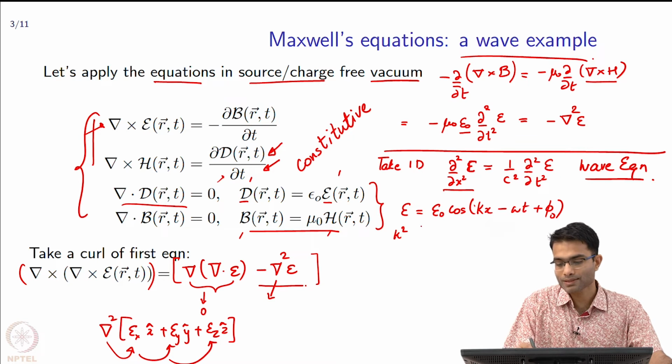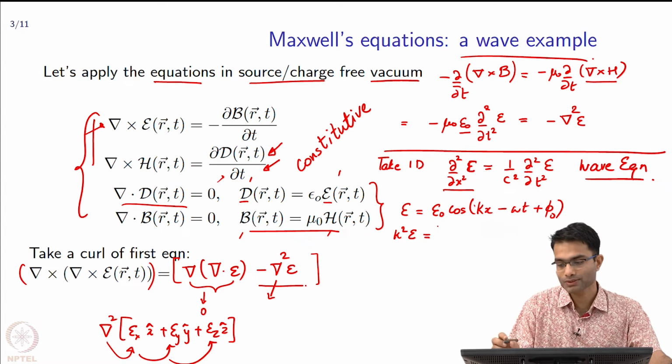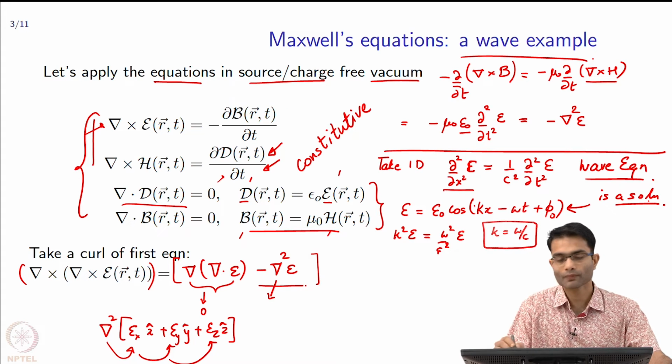On the right hand side, what will I get? I will get E back over here. On the right hand side, I will take two derivatives with respect to time. Cos will become sine, sine will become cos, I will get back cos. So this will become omega squared by c squared times E. So if k is equal to omega by c, then this is a solution, and this is exactly the equation of a wave that is traveling.